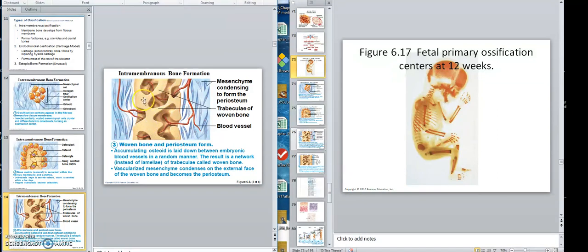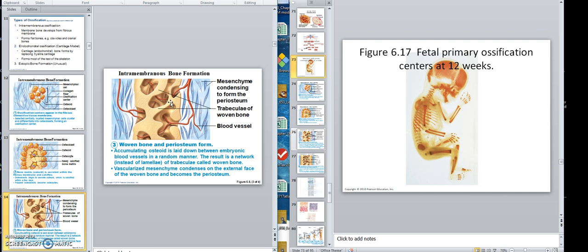Now, this is spongy bone. These are making spongy bone. Actually, I'm going to be very honest. All bone is spongy at first. Let me kind of explain. All bone is spongy at first. As you put weight on it, it will get more compact based upon the weight.